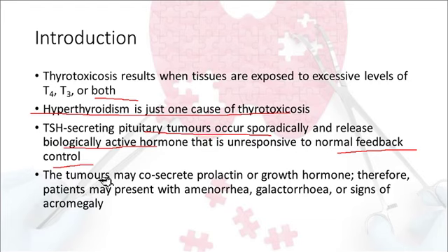The tumors may secrete prolactin or growth hormone. Therefore, the patient may also present with other symptomology that we have discussed before, from high levels of either prolactin or growth hormone, such as amenorrhea, galactorrhea, or even signs of acromegaly.